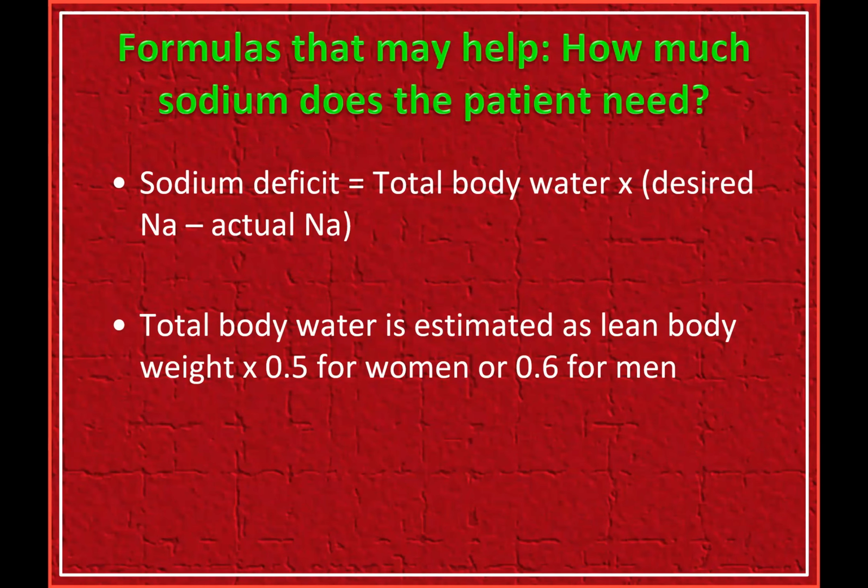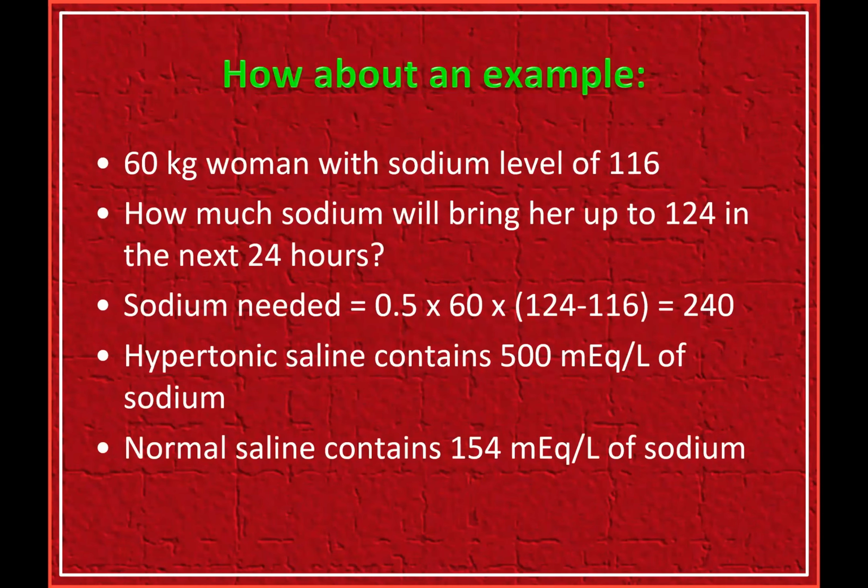Let us say, total body water is how much? Around 60% in the case of men and 50% in the case of women, because women are more fatty. So 50% of the body weight is water in women and 60% of the body weight is water in men. So how do I do the calculation? A 60 kilogram woman is there with a serum sodium of 116.